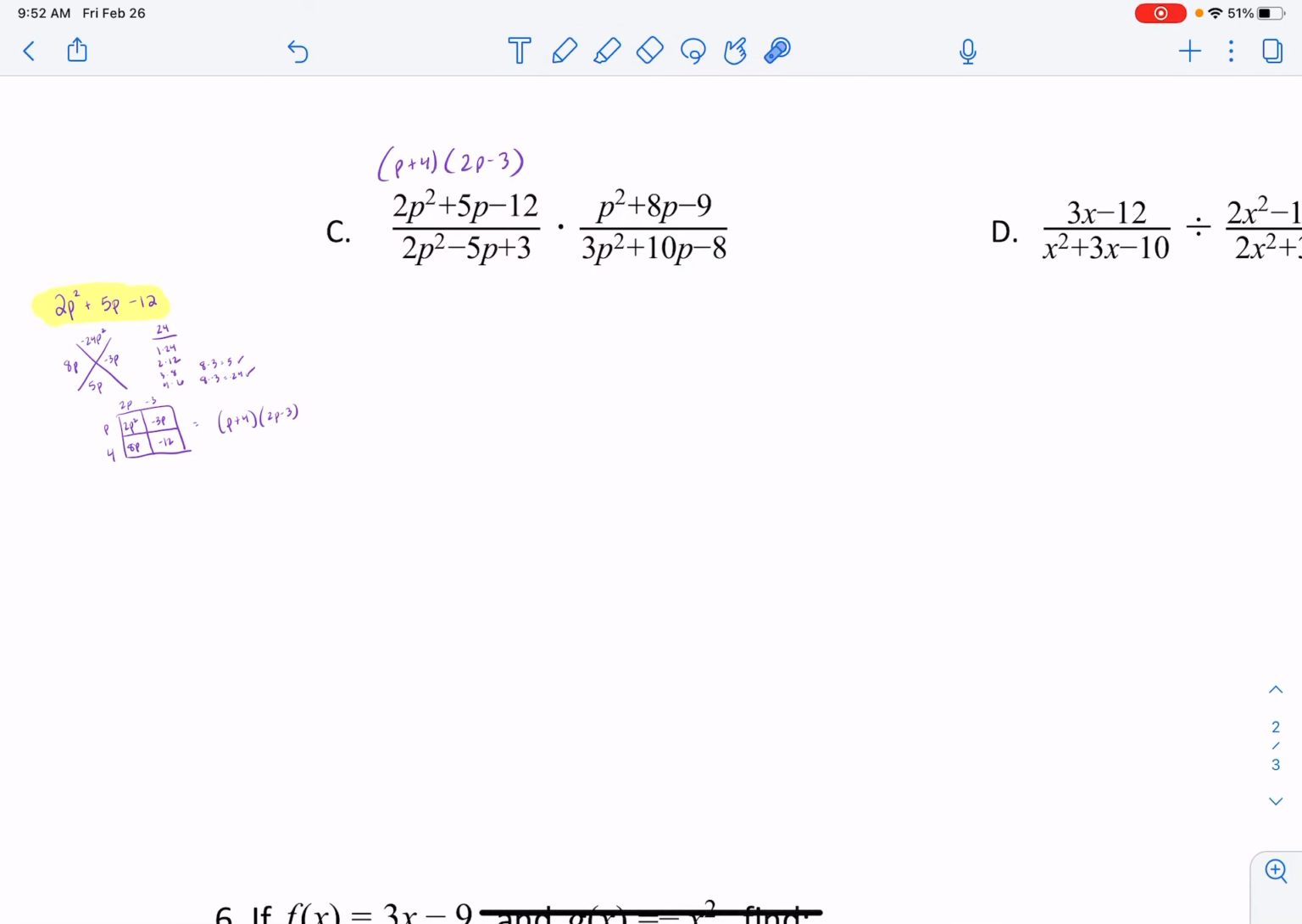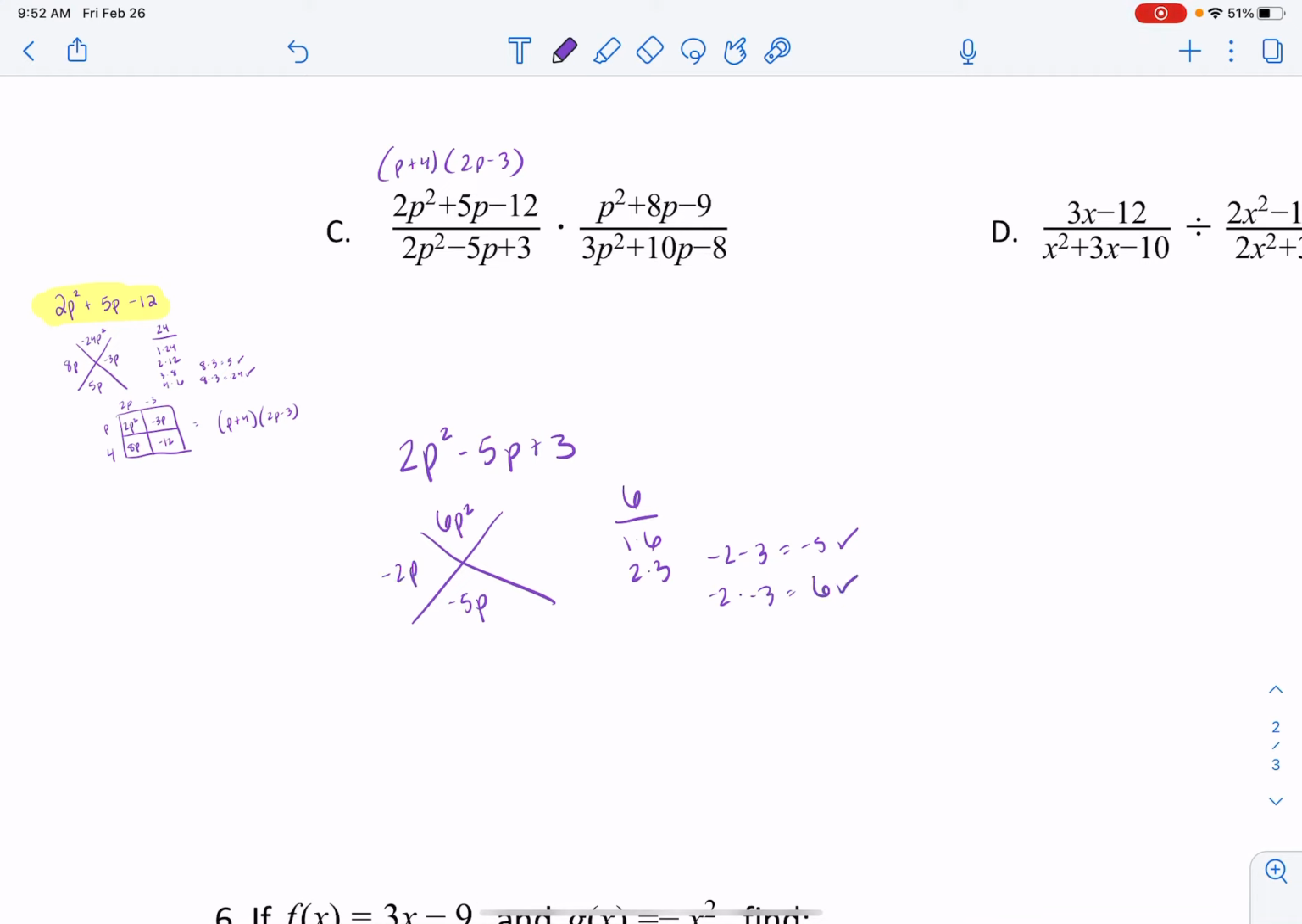Okay, next let's look at this one, 2p squared minus 5p plus 3. So making my diamond, negative 5p goes here. 2p squared times 3 is 6p squared. What multiplies to be 6 but adds or subtracts to be negative 5? Negative 2 minus 3 is negative 5, and negative 2 times negative 3 is 6. So I'll put a negative 2p here and negative 3p here.